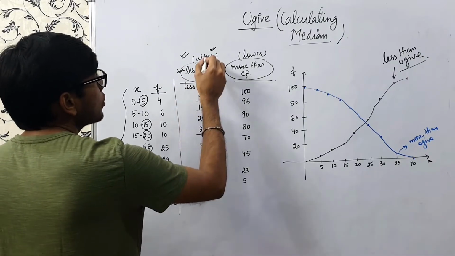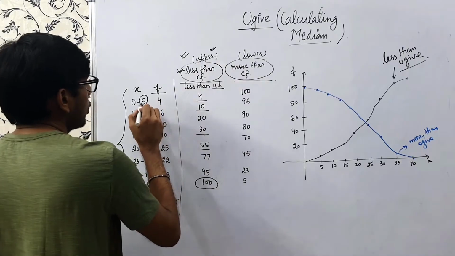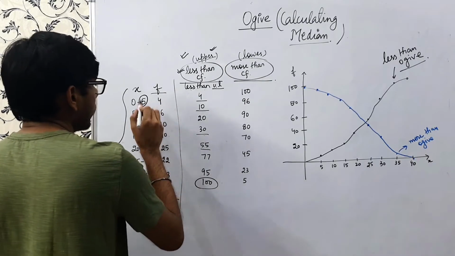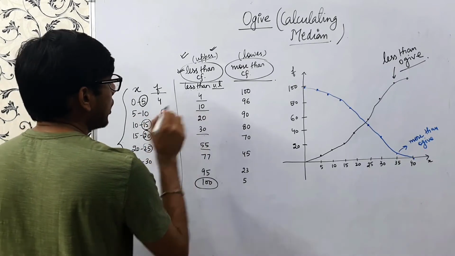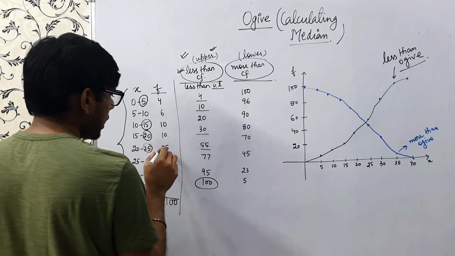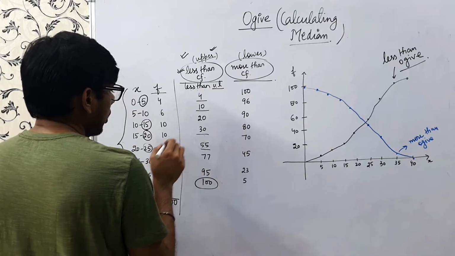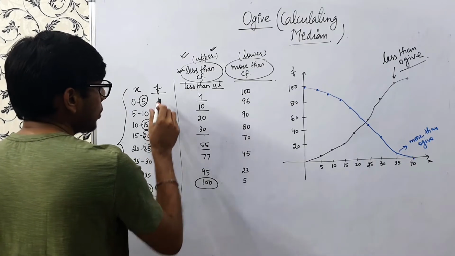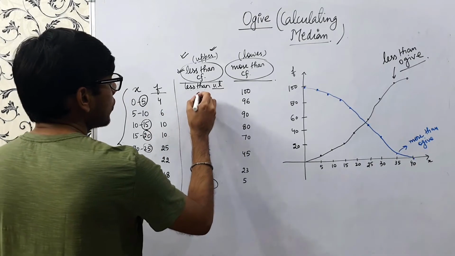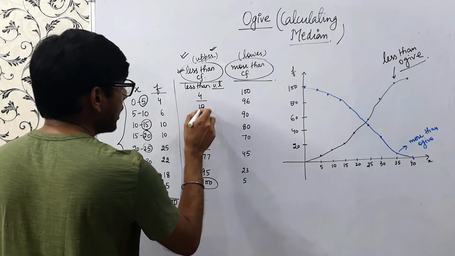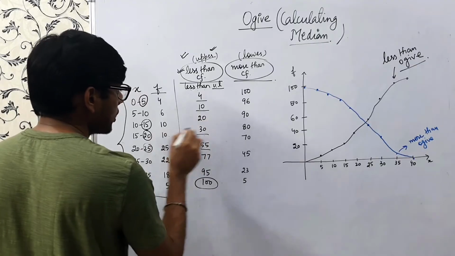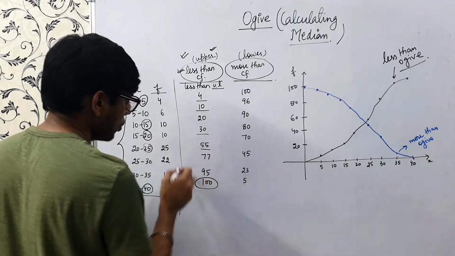We just have to remember that we have to take the upper limit into account. So less than 5, less than 10. Less than 10, there are 6 plus 4, 10. Less than 25, it's nothing but 25 plus 10 plus 10 plus 6 plus 4. So simply we have to calculate in this way: 4 plus 6, 10, 10 plus 10, 20, 20 plus 10, 30, 30 plus 25, 55 and so on.